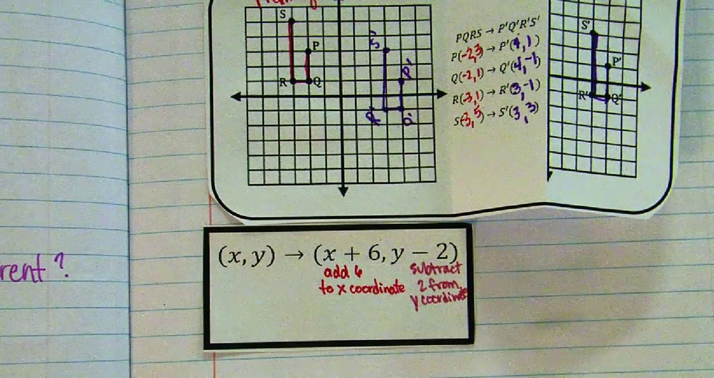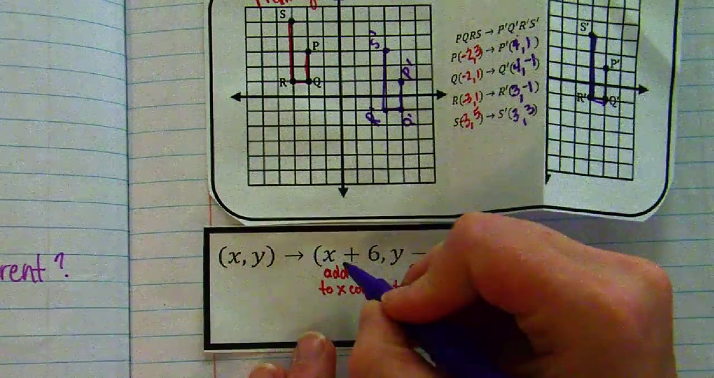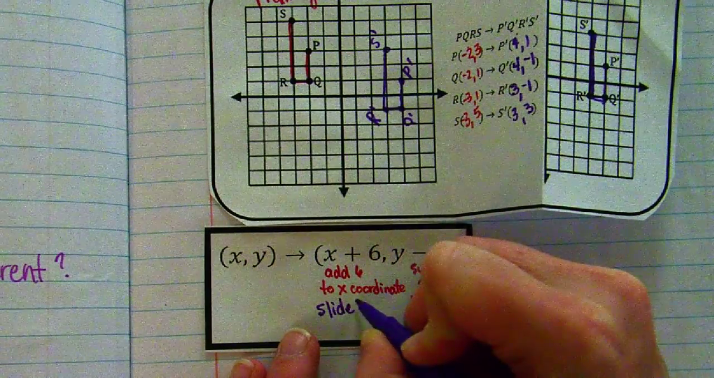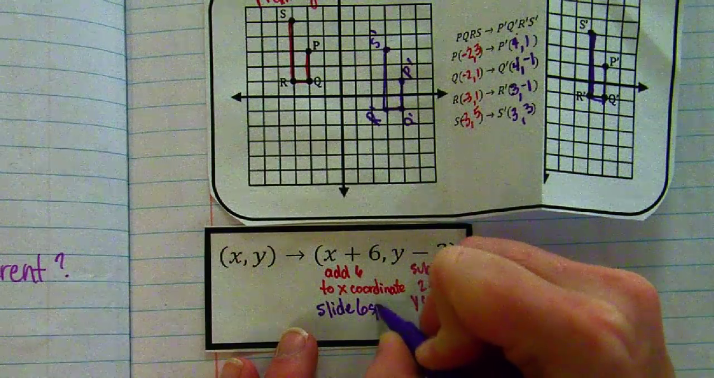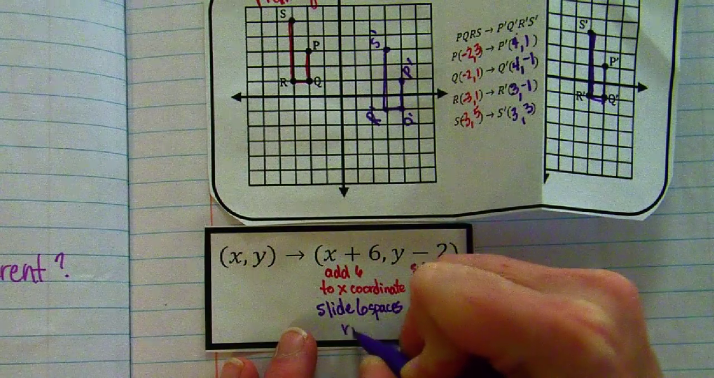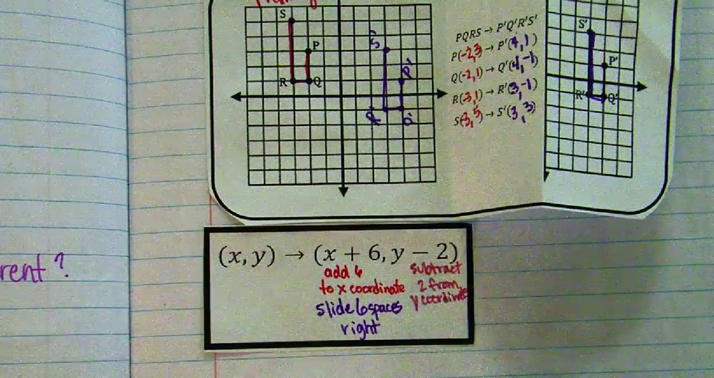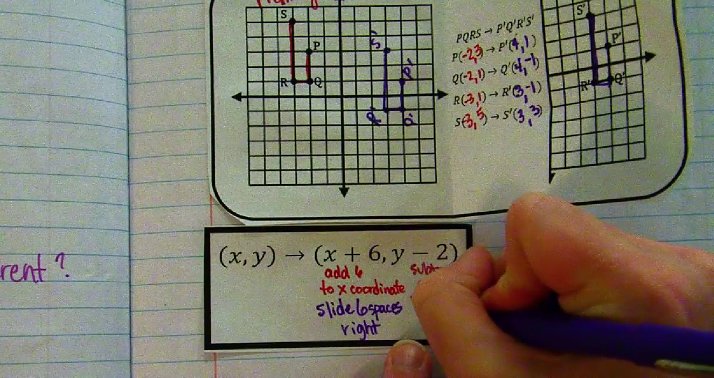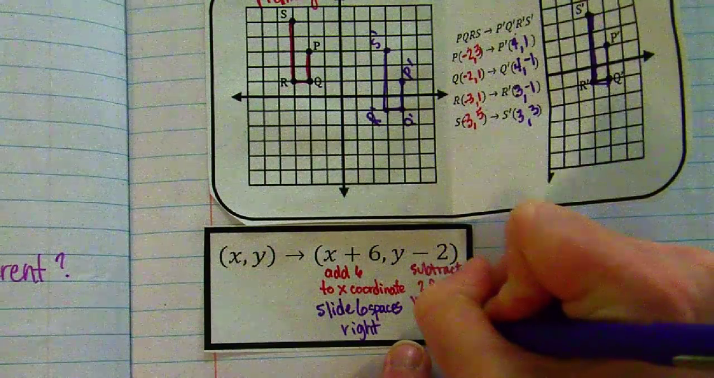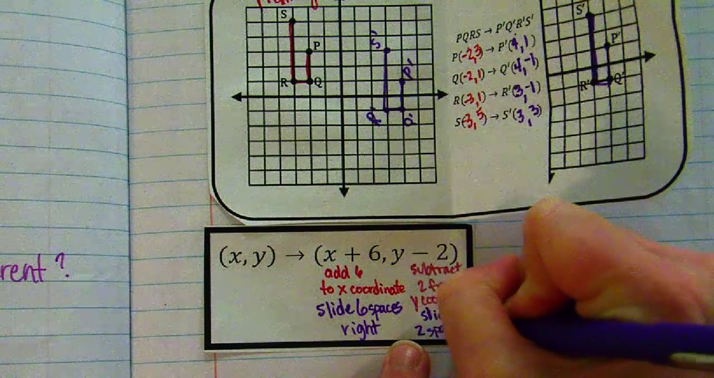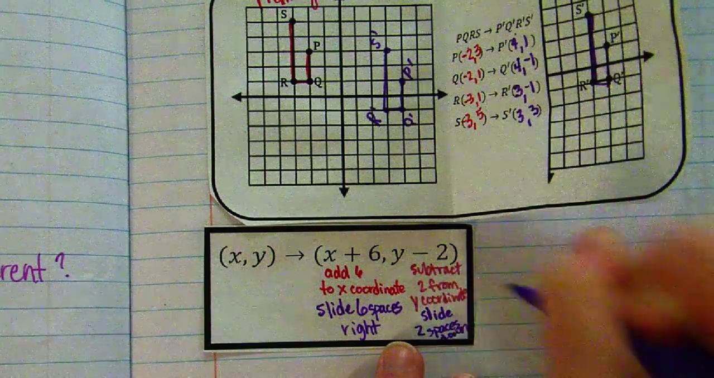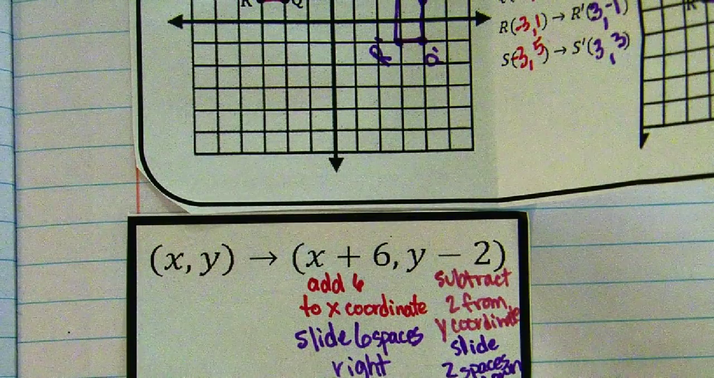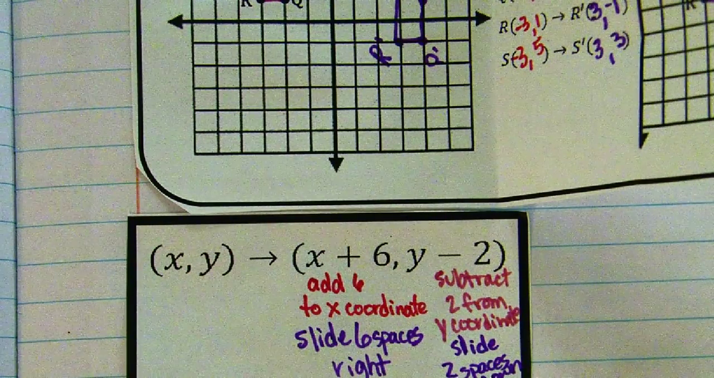It also means that for this right here, I slide the figure 6 spaces to the right, because that's a positive 6 move. And then from there, this means I slide it 2 spaces down. You could slide it 6 spaces to the right, and then after you do that, you could slide it 2 spaces down.